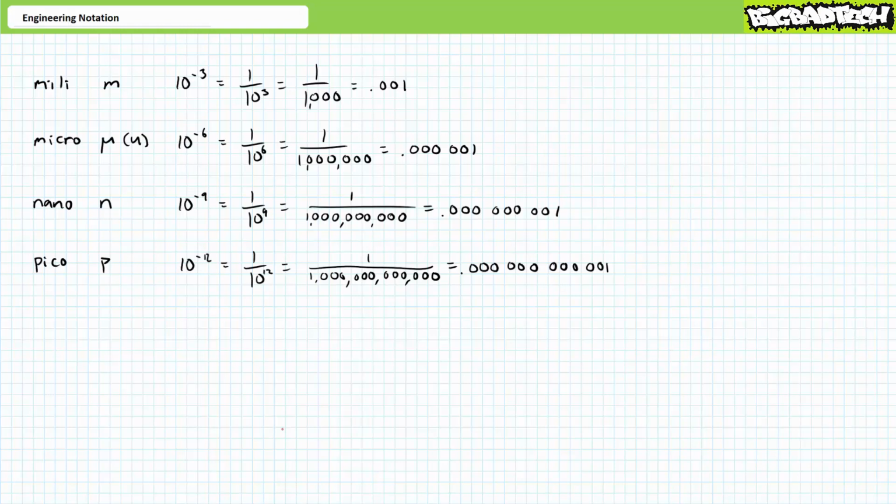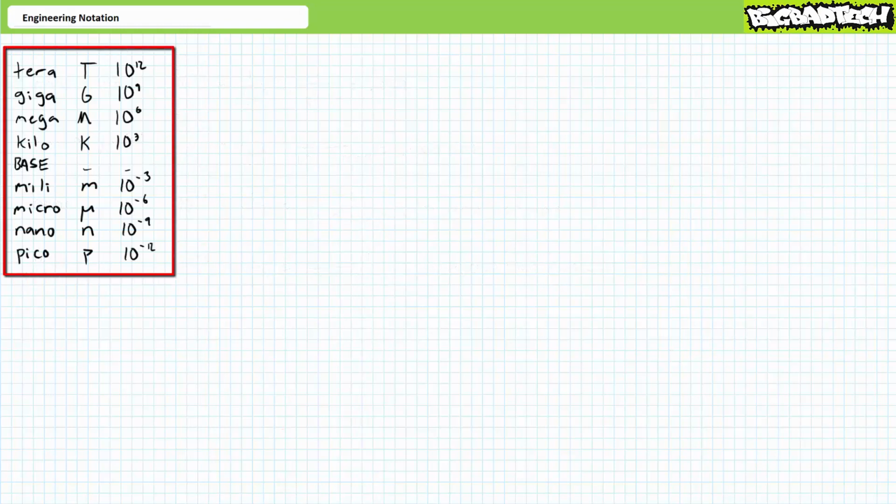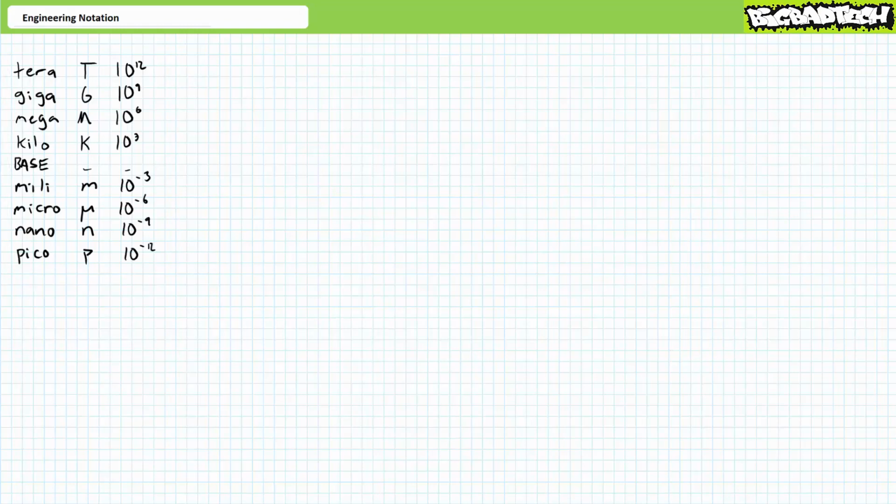Let's combine this new set of prefixes associated with small numbers with their earlier set associated with large numbers. And now I present to you the set of the most commonly used engineering prefixes covering the spectrum from the unimaginably large to the inconceivably small, a trillion to a trillionth: 10 to the 12th, tera, or big T; 10 to the 9th, giga, or big G; 10 to the 6th, mega, or big M; 10 to the 3rd, kilo, or lowercase k; the base unit necessitating no prefix.